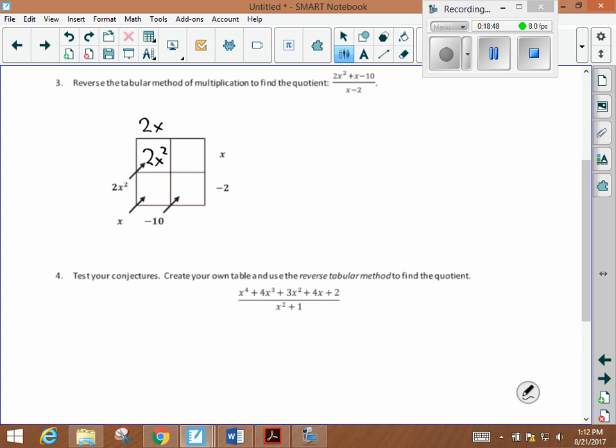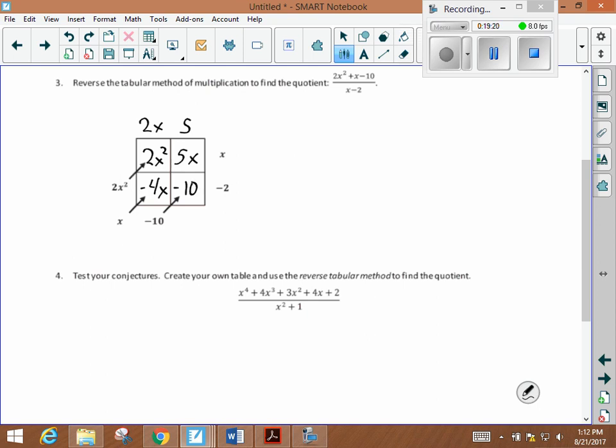Okay, and then 2x times -2 is -4. Now I need to figure out what's in that upper right-hand box. Well, I added something to -4x to get x. What would I add to -4x to get x? 5x. All right, and what do I multiply x by to get 5? That's what's going to go above that 5x, and that is 5. And then 5 times -2 is -10.